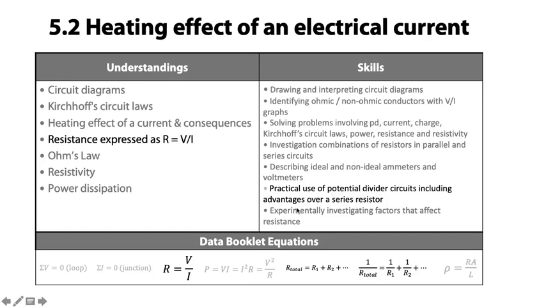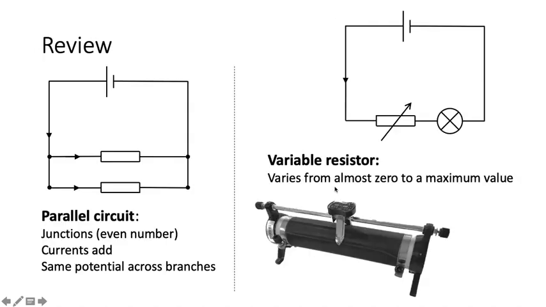So using the advantages of a potential divider over a series resistor, or particularly a variable resistor. So to review, you should be aware of what a parallel circuit is, particularly this final point, that in a parallel circuit, the potential difference across every branch will be the same as the potential difference across the supply. The potential difference across any branch is the same.